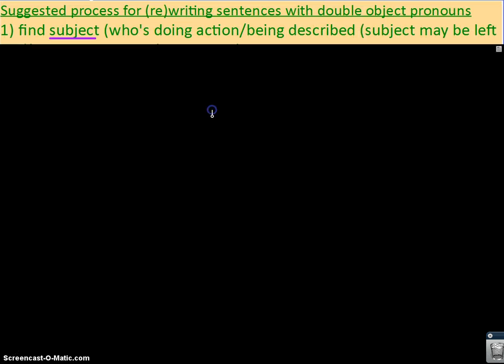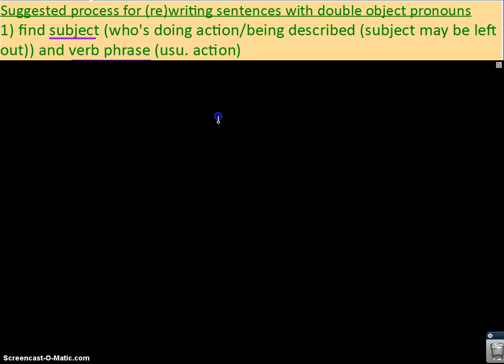Step 1. Find the subject. This is the person who's doing the action or the person being described. And don't forget, subjects may be left out in sentences. So find the subject and your verb phrase, usually the action.